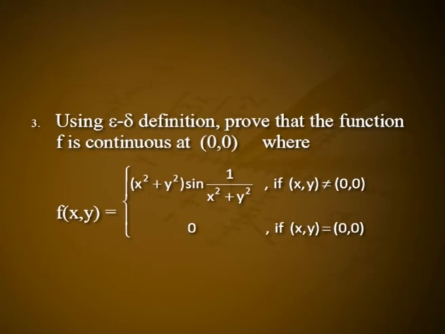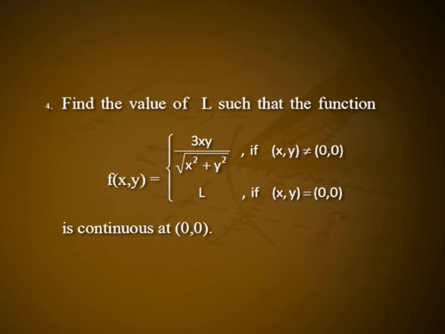Using the epsilon delta definition, prove that the function f is continuous at (0, 0) where f(x, y) equal to (x squared plus y squared) sine of 1 by (x squared plus y squared) if (x, y) not equal to (0, 0), and 0 if (x, y) equal to (0, 0). Find the value of L such that the function f(x, y) equal to 3xy by root of (x squared plus y squared) if (x, y) not equal to (0, 0), equal to L if (x, y) equal to (0, 0), is continuous at (0, 0).